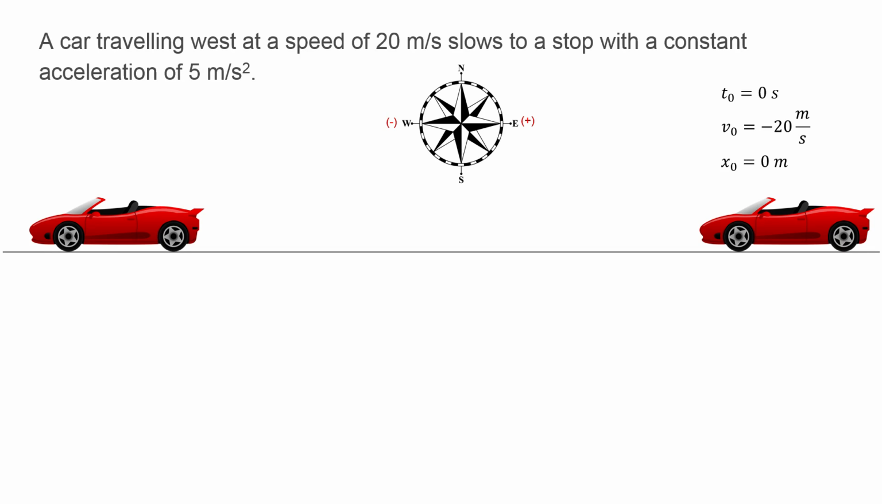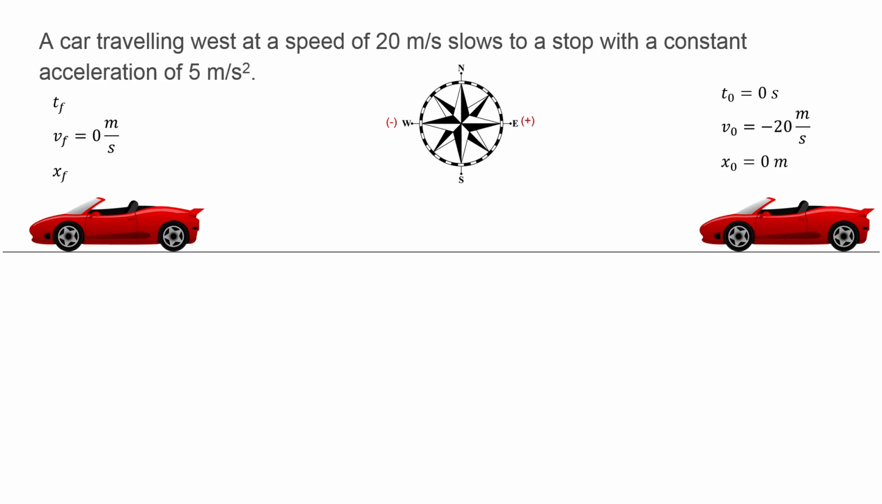The car slows to a stop after traveling some distance to the west, so we'll sketch the car in again at this final case and label the same variables. The time the car comes to a stop is unknown, so we'll use the placeholder t sub f. The car comes to a stop, so we will label the velocity v sub f as 0 meters per second. The distance the car traveled is unknown, so we will leave the placeholder x sub f.